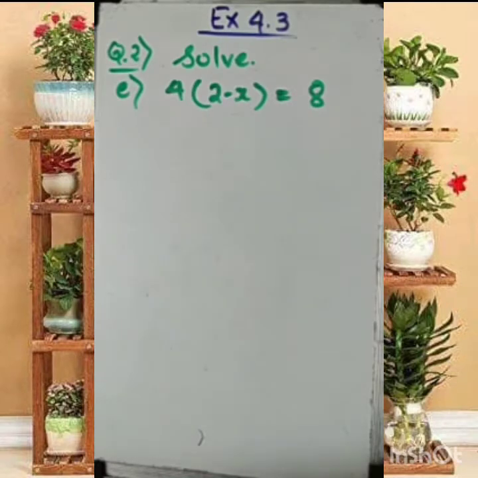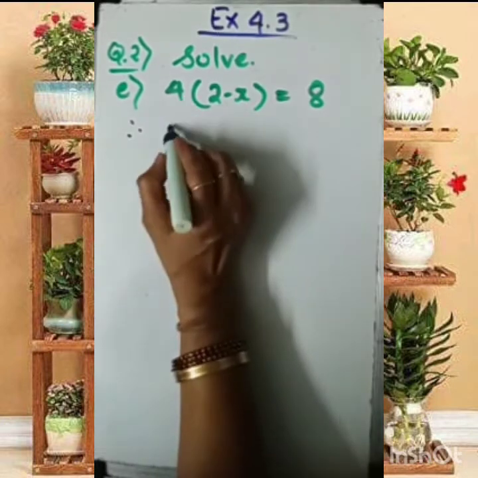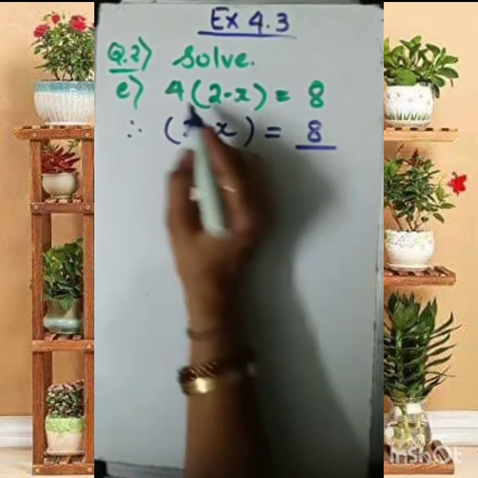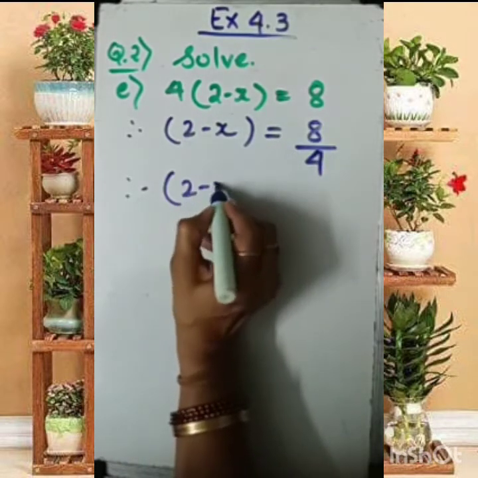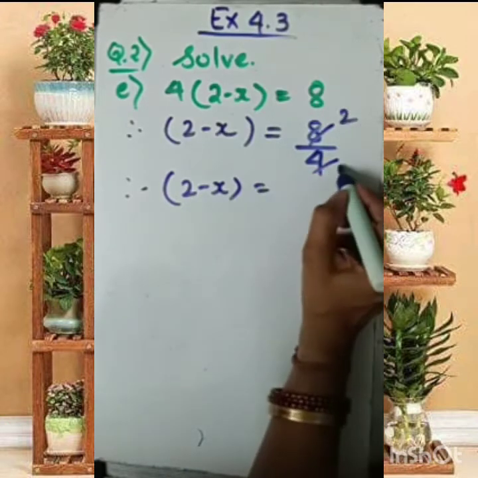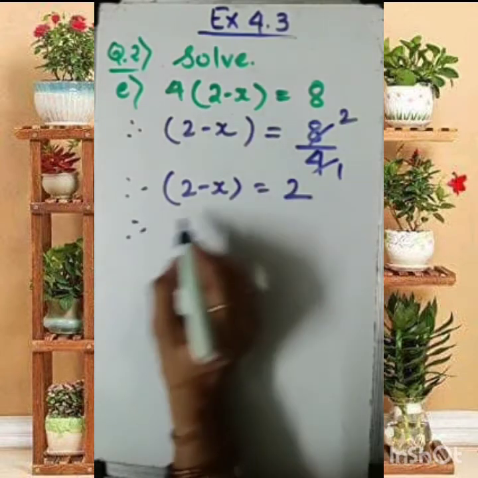So dear students, part E is on your screen: 4(2 - x) = 8. Again I am applying the same rules. 2 - x I am keeping as it is. And what to do with this 4? It will become a denominator. Is it possible to divide 8 by 4? Yes, 4 twos are 8, so it will become 2. Okay, so 2 - x = 2.